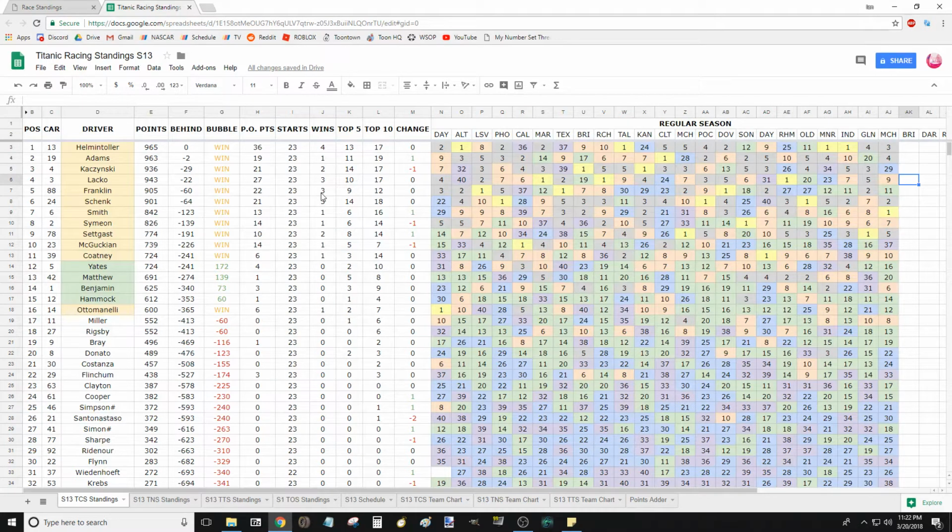Right now he has 3 wins, 10 top 5s, and 17 top 10s. When I add this 1, see that changes automatically, and the starts go up to 24. And this automatically changes color. So you don't have to worry about touching any of this stuff, as you can see in the formula here. It counts how many numbers there are here. This one counts how many number ones there are. This counts how many 5 or less. And this one counts how many 10 or less.